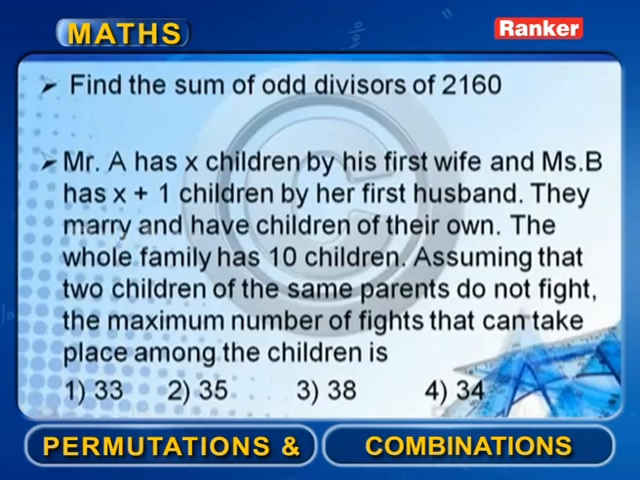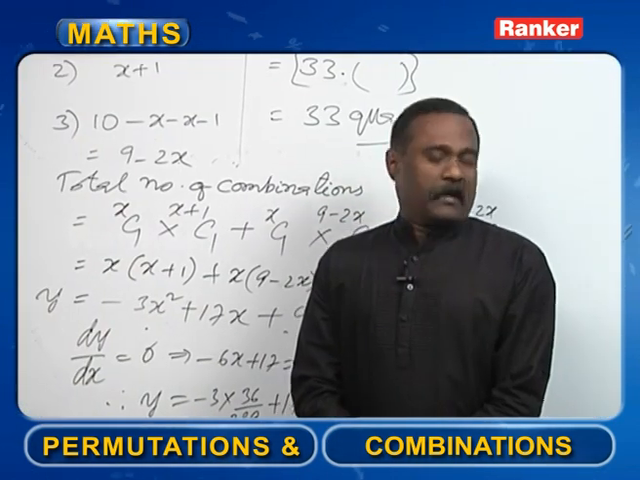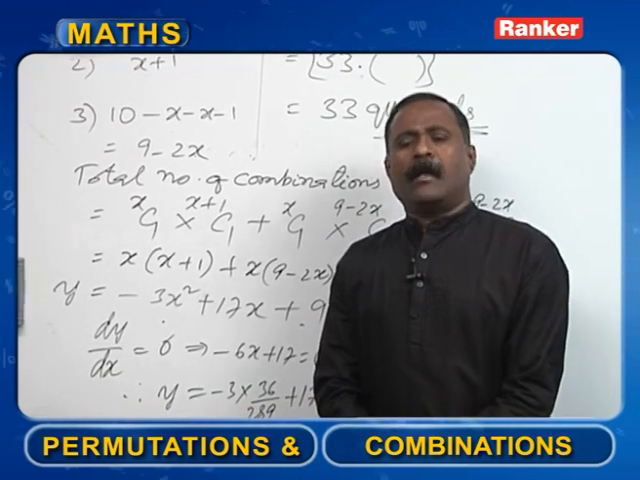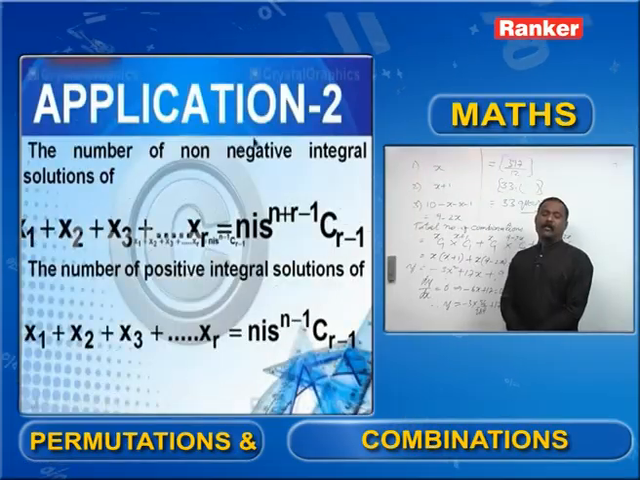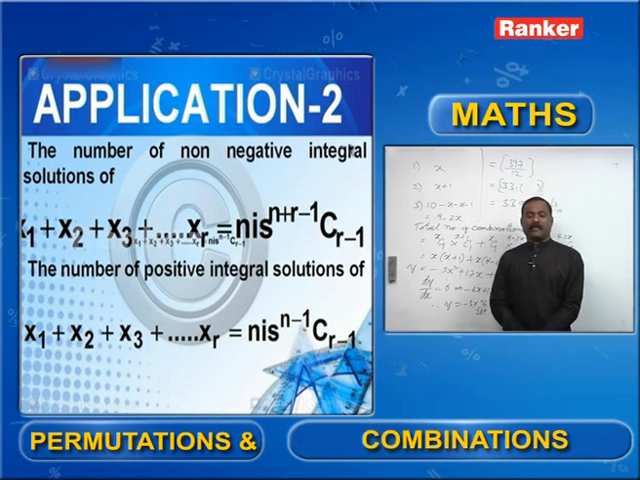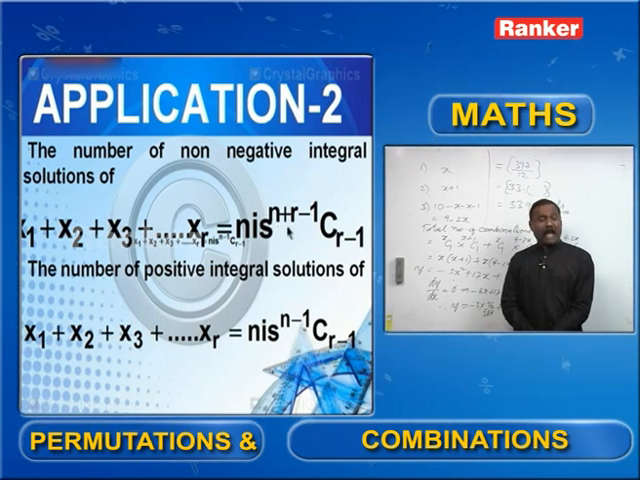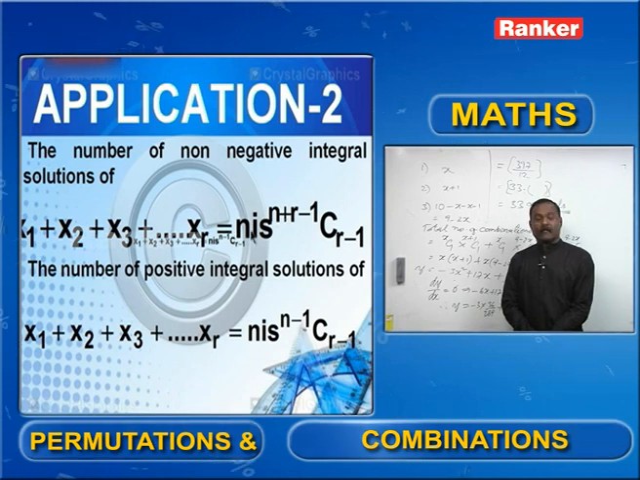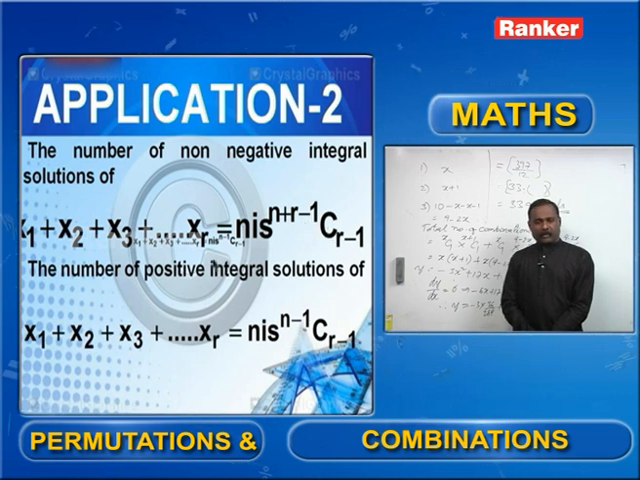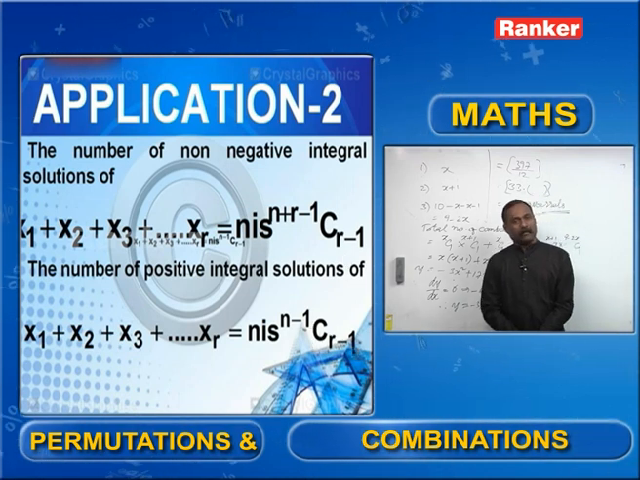Okay, now let's go to application 2, which is a very, very important part of combinations. That is, the number of non-negative integral solutions. Understand that carefully. The number of non-negative integral solutions of x1 plus x2 plus x3 plus so on plus xr is equal to n is (n plus r minus 1)C(r minus 1). Next, number 2, the number of positive integral solutions of x1 plus x2 plus x3 plus so on plus xr is equal to n is (n minus 1)C(r minus 1).